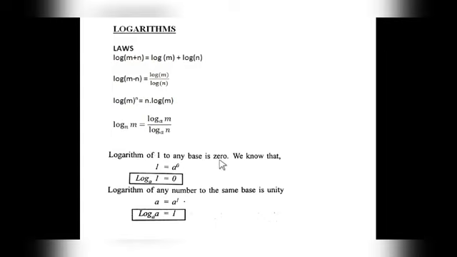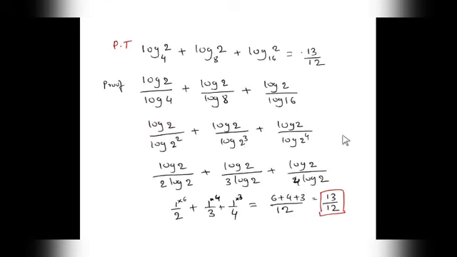Log of 1 to any base is always 0. Logarithm of any number to the same base is always unity, that is, always 1. Let's understand this using some examples.